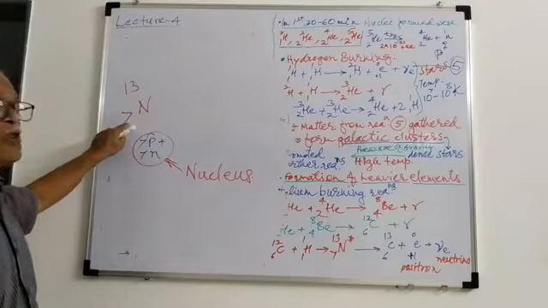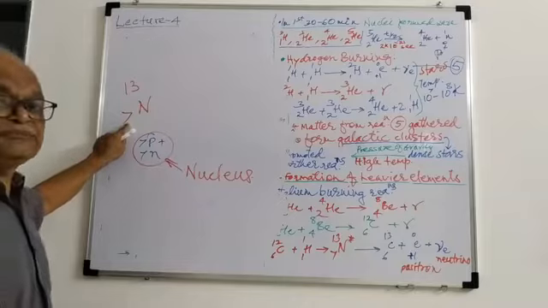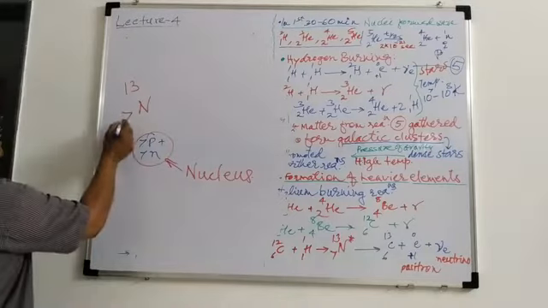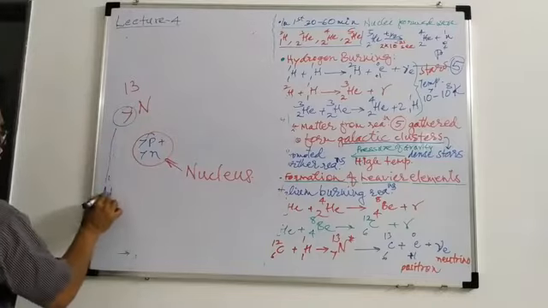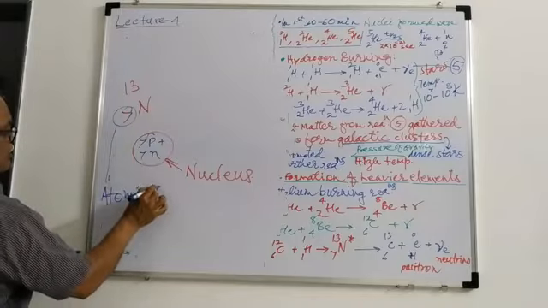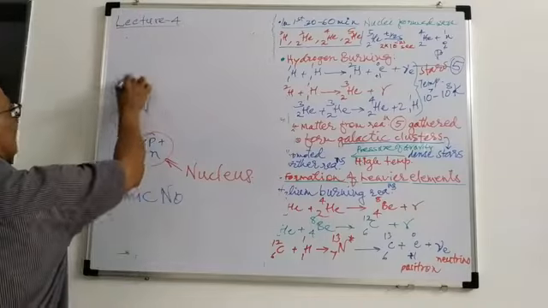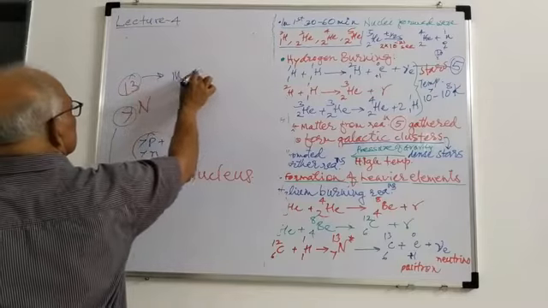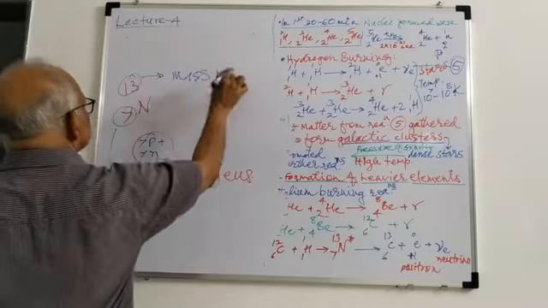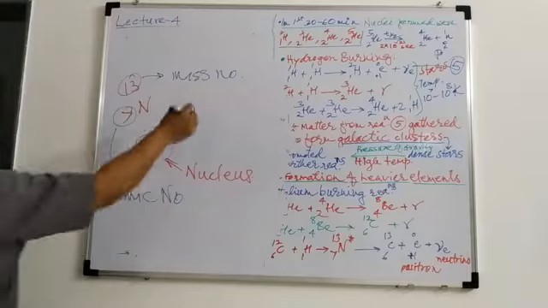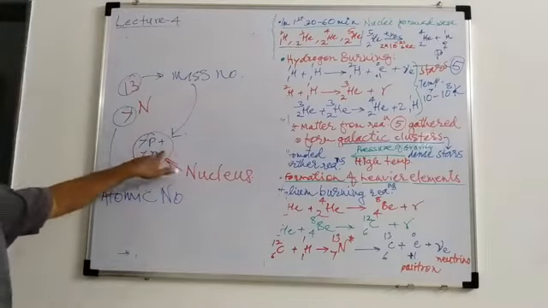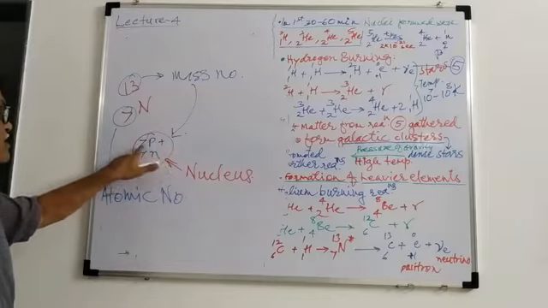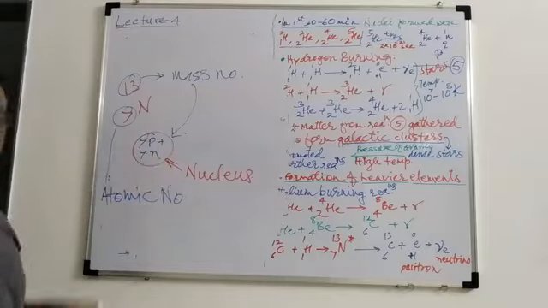So these 7 protons are represented here as the atomic number. This is the atomic number, and this is the mass number. So this mass number indicates the total number of protons and neutrons in the nucleus.